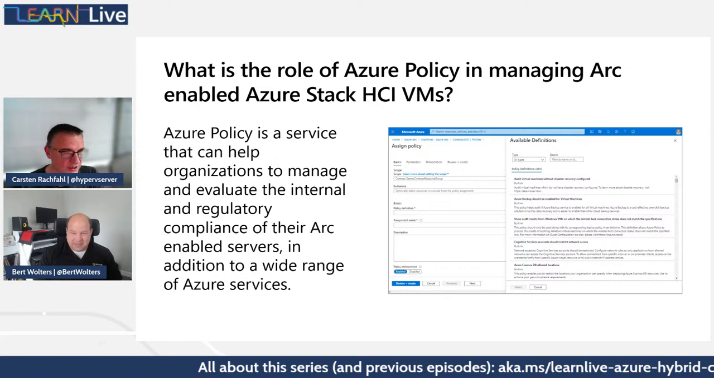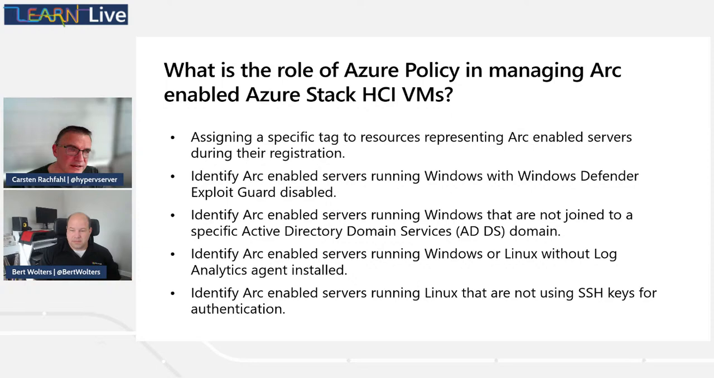So what's the role here? We have assigning a specific tag to a resource. Here are examples of what we can do with policies in Arc. Here is Windows. So for example, you can say, is there a Windows server where Windows Defender exploit guard is disabled? You get that information. Then we have other things. Are Windows servers in this data center, for example, not Active Directory joined? You get that information, and then you can enforce those policies and change that.